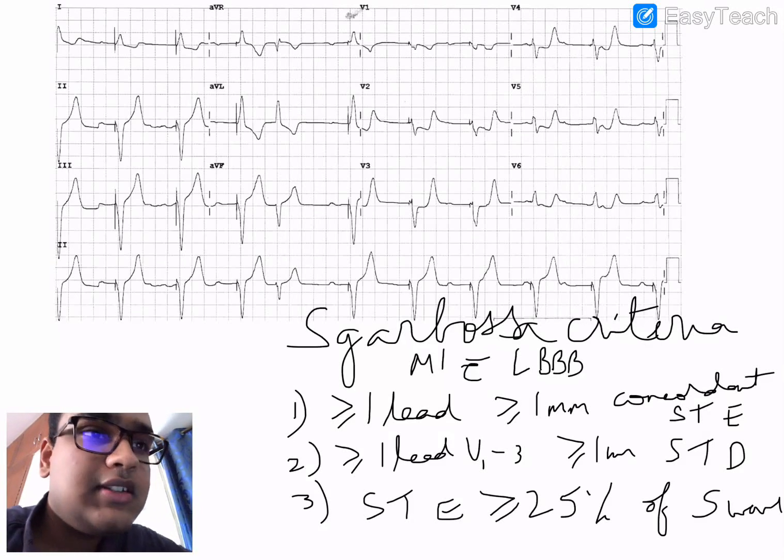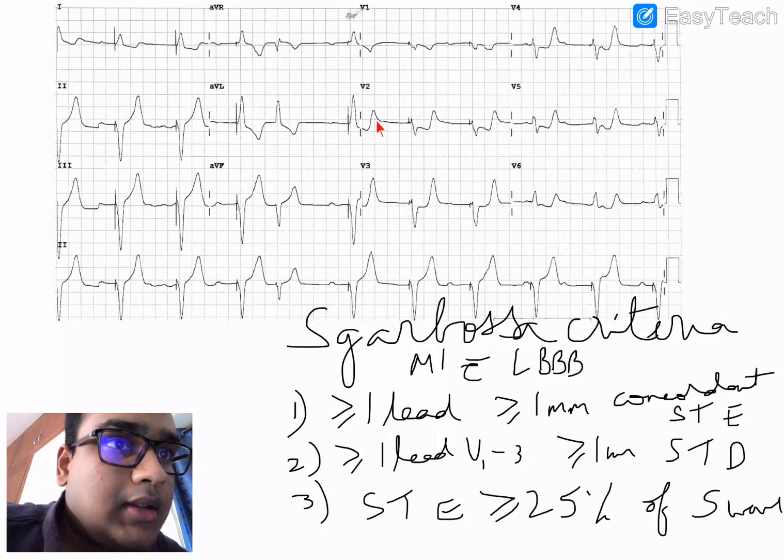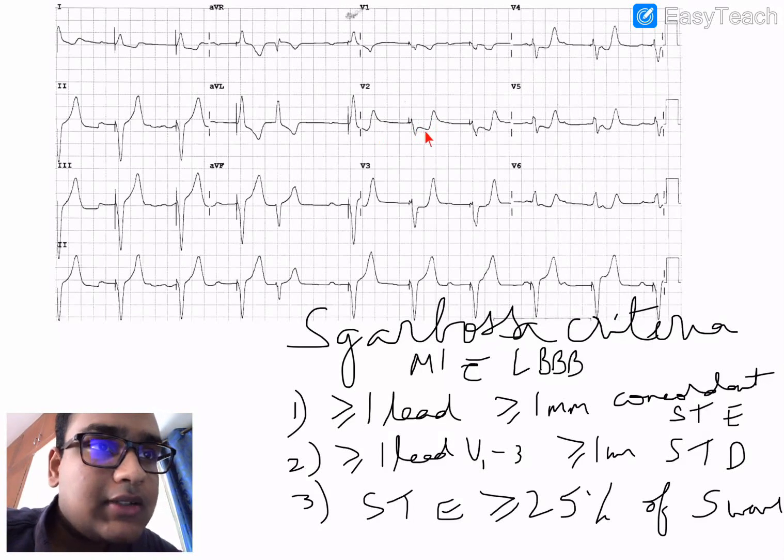Now we'll look at this ECG. As you can see, let's look at V2 because it's clearly seen here. This is the QRS complex, this is the T wave, and this is the ST segment. Here the ST segment is depressed, and this ST segment depression is more than 1 mm. So there's more than 1 mm of concordant ST segment depression. So this indicates that the second point of Sgarbossa criteria is positive. That indicates that this patient has MI with LBBB.